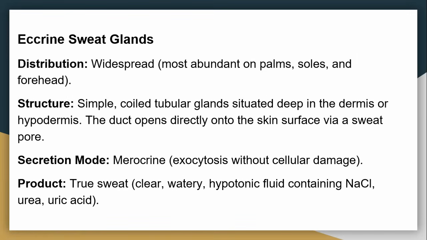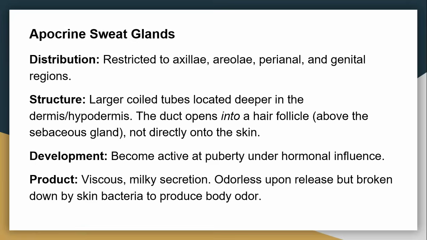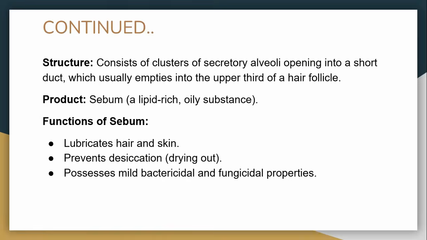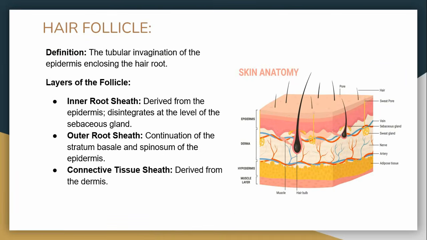And the last difference is the product. That was the watery product or the true sweat, while the product of apocrine gland was a viscous and milky secretion. At the beginning, it had no odor, but as our skin has a lot of bacteria on the surface, bacteria break down that milky secretion, and as a result, the sweat present in the armpits has some odor.